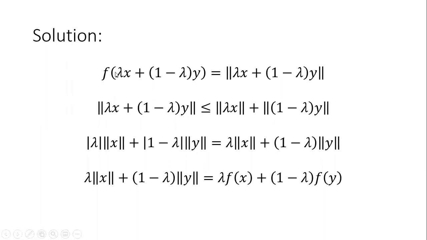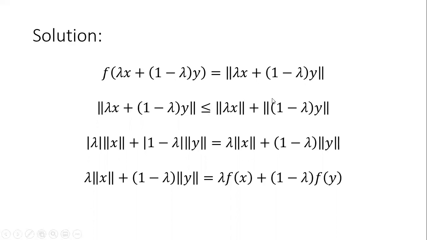F is a general norm on lambda x plus 1 minus lambda y. So by definition, we can write it as the norm of lambda x plus 1 minus lambda y. By the triangle inequality, we know that this expression is less than or equal to the norm of lambda x plus the norm of 1 minus lambda y.